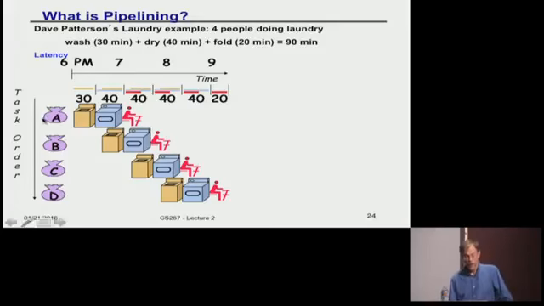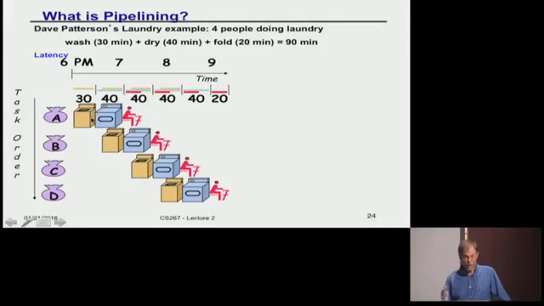There's a washer that takes 30 minutes, a dryer that takes 40 minutes, and folding that takes 20 minutes. If only one person were allowed in the laundromat at a time, if you weren't allowed to do pipelining, then it would take 30 plus 40 plus 20 minutes, or 90 minutes to do your laundry, and the next person would take 90, and the next person would take 90, and that's obviously a waste of time, and nobody uses laundromats that way.